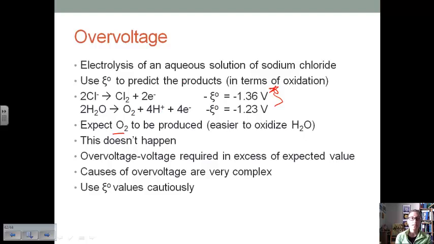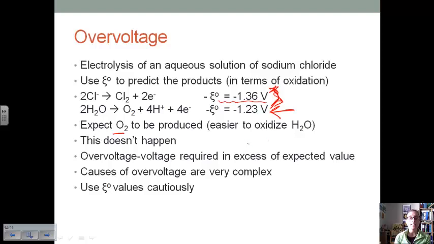Okay, so one of the other things that we have to consider is what's called overvoltage. So if we look at the electrolysis of an aqueous solution of sodium chloride, we can use the standard reduction potentials to predict the products. And all of these have been written in terms of oxidation. And so if we look at our 2 reactions, we can see that for chlorine it's larger. That means this one will get reduced, which means that the water and the oxygen is getting oxidized. So we would expect that O2 would be produced.